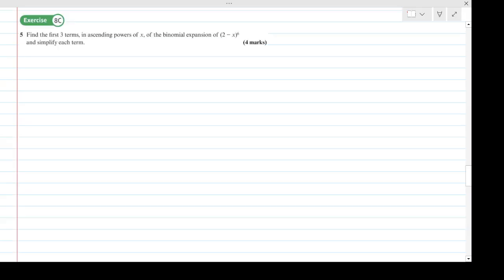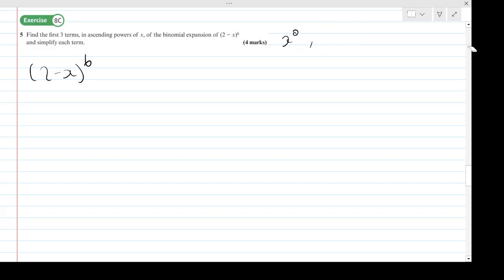Okay, so have a look at some exercise questions then, now that we've got an idea of how to expand certain brackets. So, it wants us to find the first three terms of the binomial expansion of 2 minus x to the 6. So again, fairly standard what we looked at. Now that's for the first three terms, so it's going to be x to the 0, x to the 1, and then x squared. Three terms of x there.